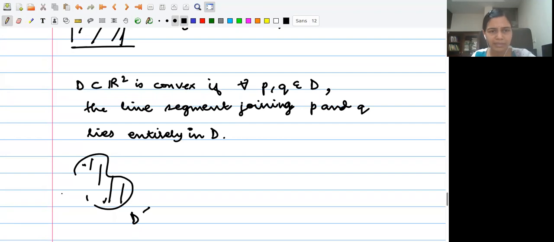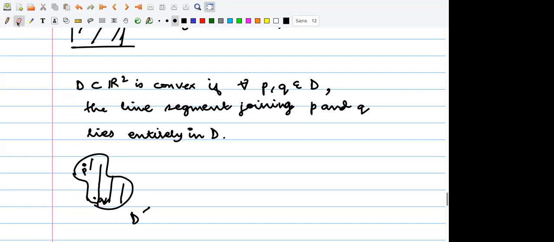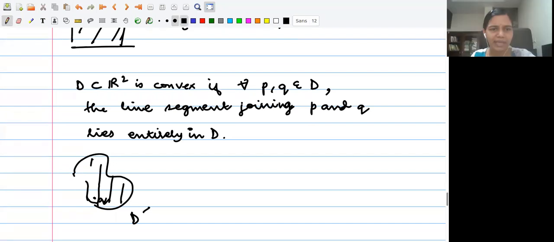But these are path connected in this example. Is that okay? Please don't confuse the two. Is that okay with everybody present here? Yes, ma'am. The picture that I have drawn here is path connected but not convex.